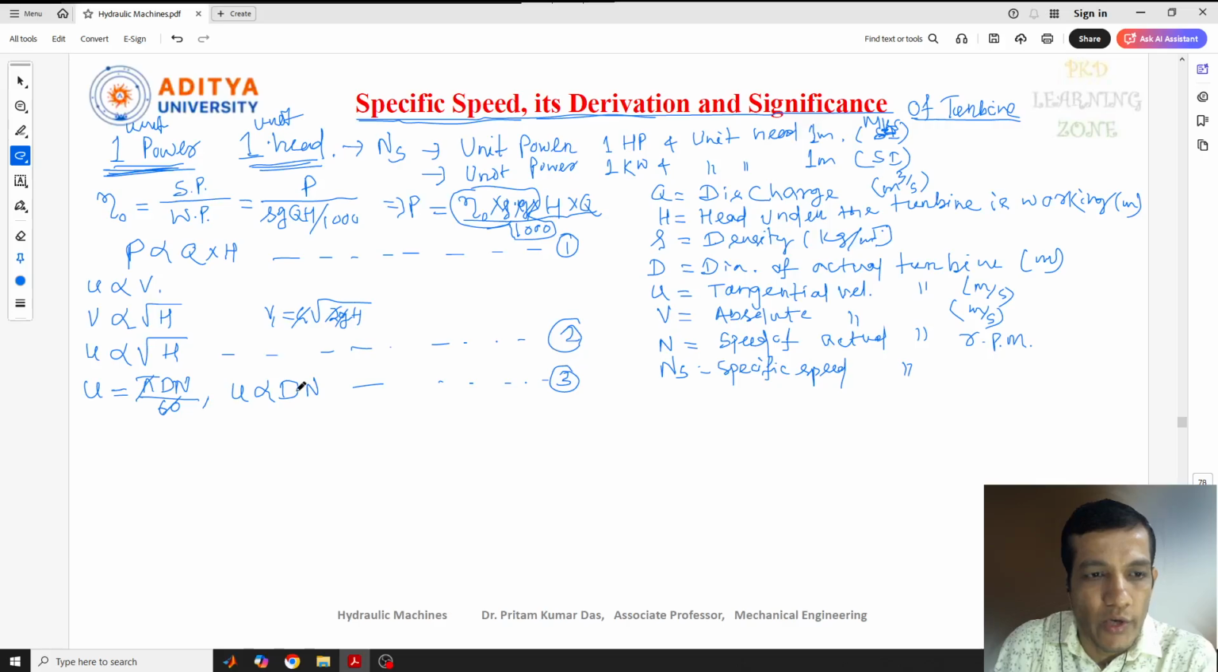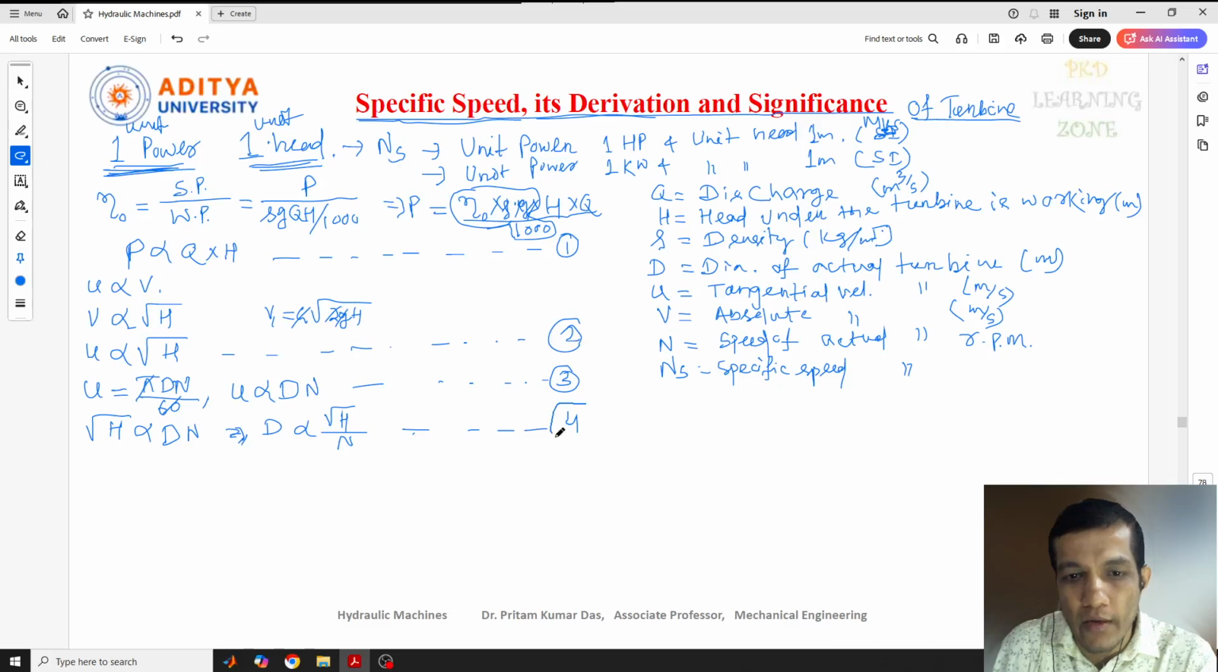Now if you see these two equations, 2 and 3, U is here and U is here. So we can write root over of H is directly proportional to D N. This also can be written, and from here again I can write, this implies D is directly proportional to root over of H by N. This one I give equation number 4.